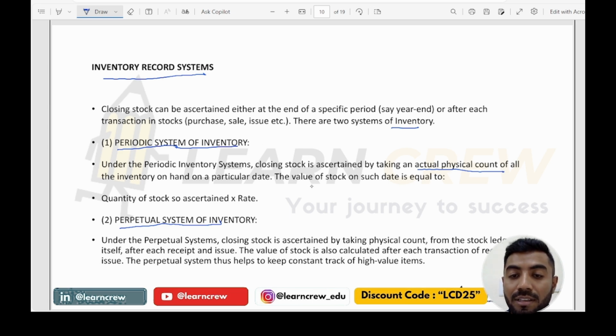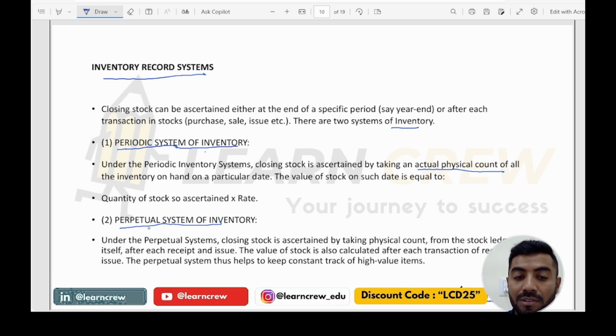The value of stock is equal to the quantity of stock ascertained on that date. The periodic system of inventory is nothing but a physical count. You go to a warehouse and physically count the inventory lying there. That is the periodic system of inventory. Periodically, you count the inventory which is lying in the warehouse.